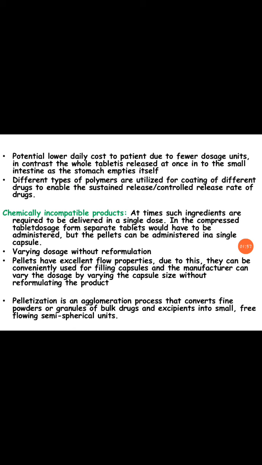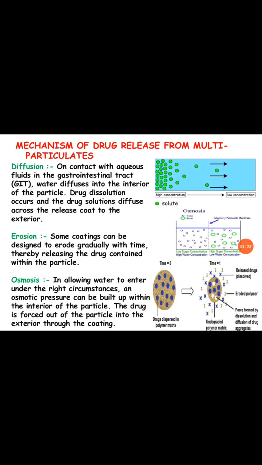So pelletization is an agglomeration process that converts fine powder or granules of bulk drug and excipient to small, free-flowing, semi-spherical units. And these are the various drug release mechanisms for pellets. It can be diffusion, erosion or osmosis. Let's go through the figure.